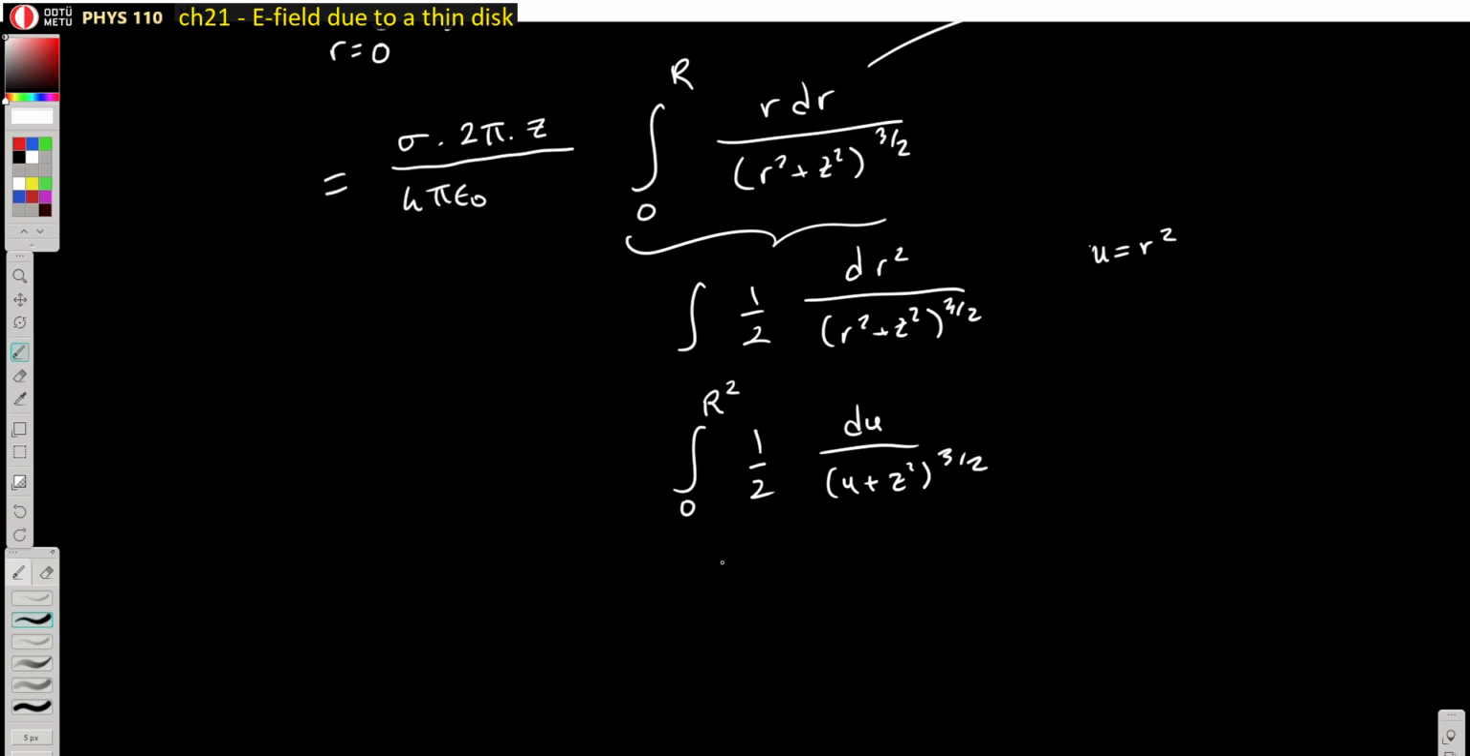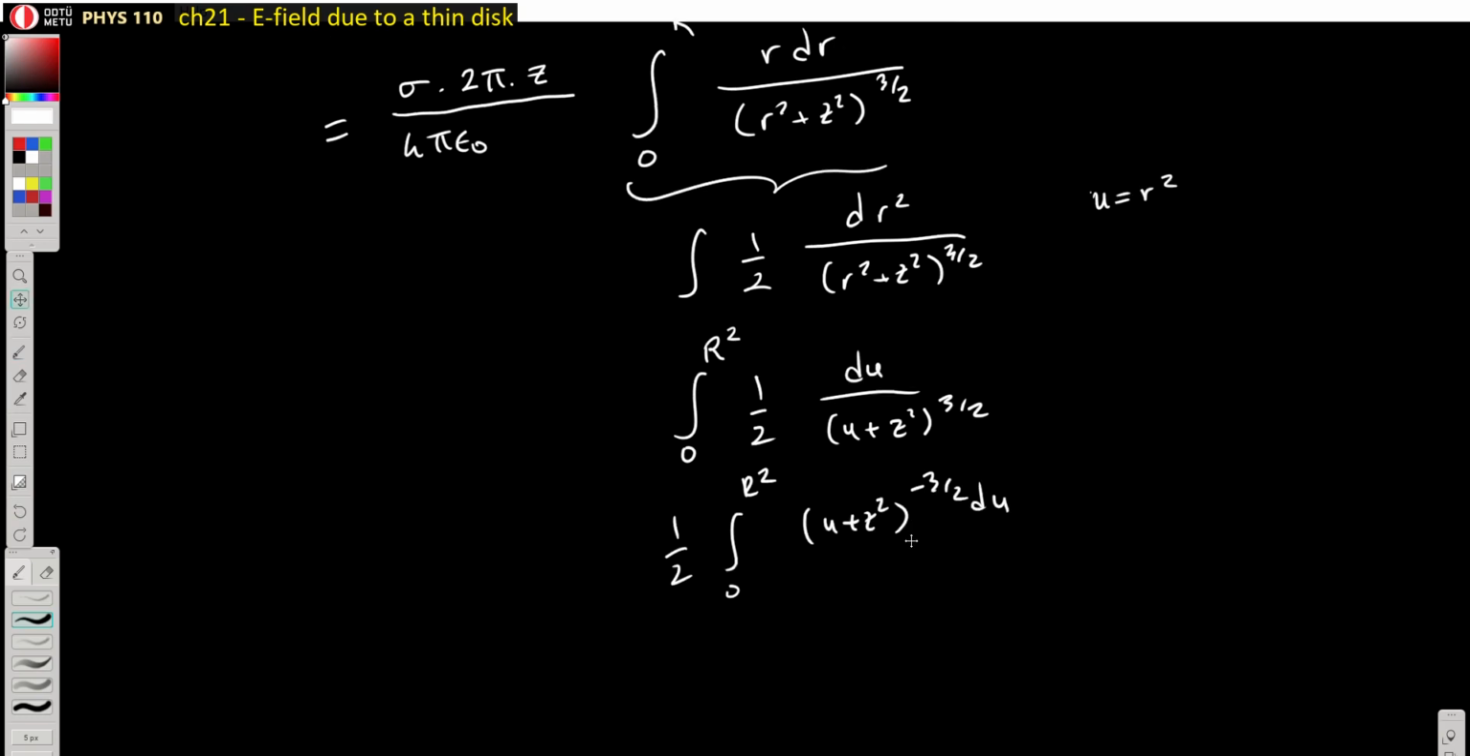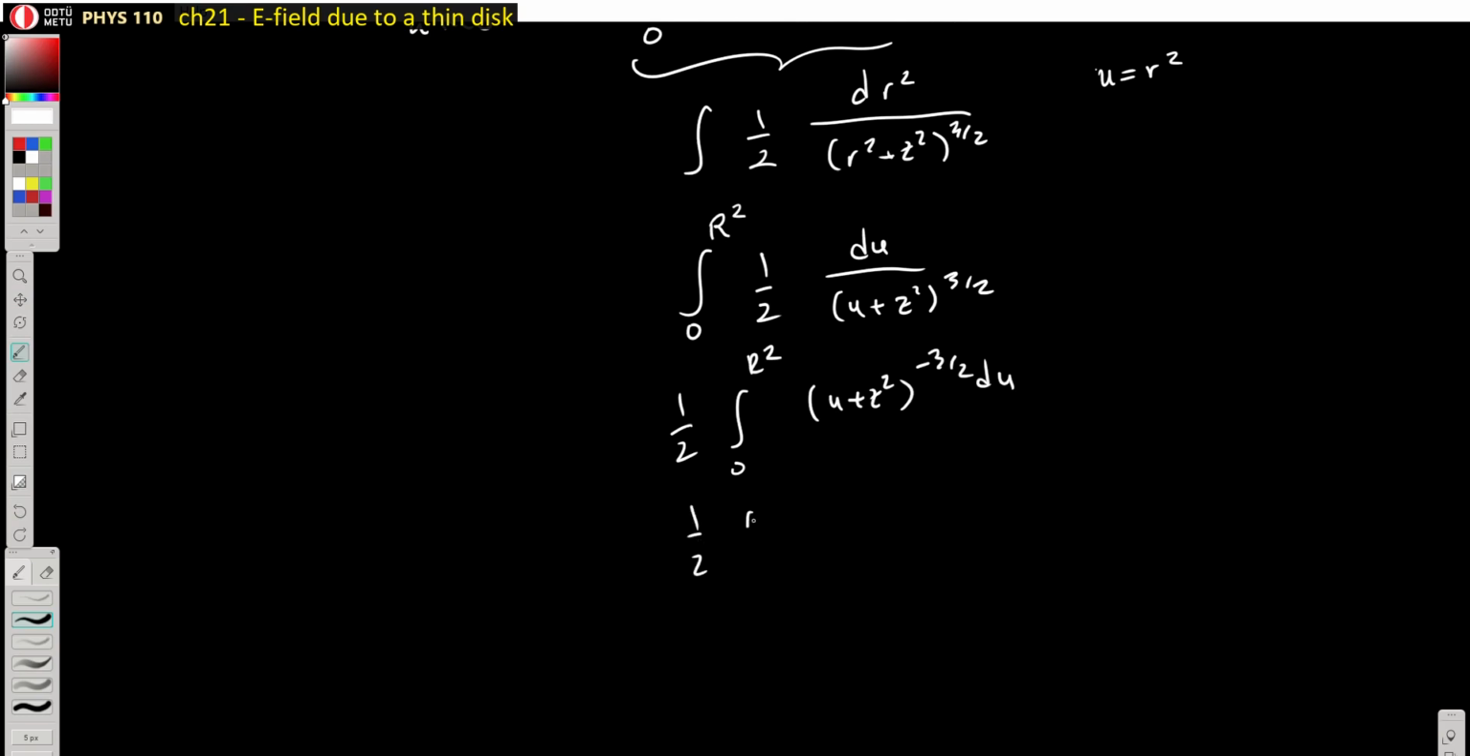Yeah, it's taking too many steps in here, but let me write this thing down like that. So that's (u plus z squared) to the power minus 3/2 du. So it's a power of u essentially. So forget about this. So the power will be minus 3/2 plus 1. So therefore this is minus 1/2. And then I have to multiply it with minus 2 so that if I take the derivative, this expression just goes away. So that's the integral.